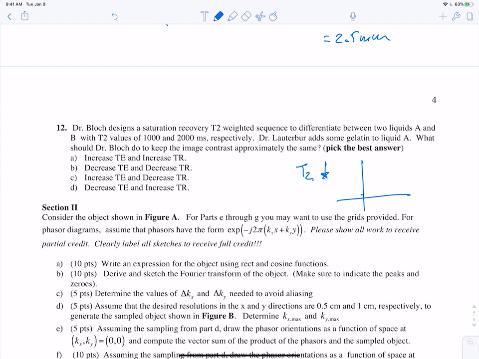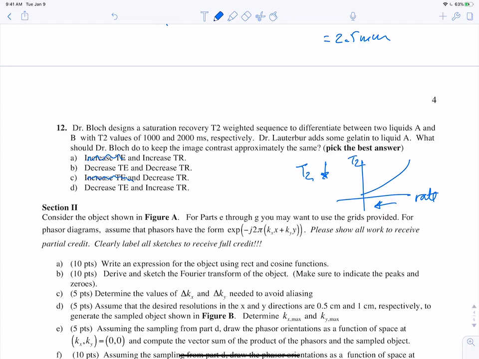Because remember, we have this curve, right? As things become less mobile, they're going to go down. And as we talked about at the beginning of class today, if I have two species, the optimal TE is probably the average of those two, right? So what's going to happen to the average of those T2 values? Also going to go down. So I want to decrease TE, right? So I can get rid of these options.